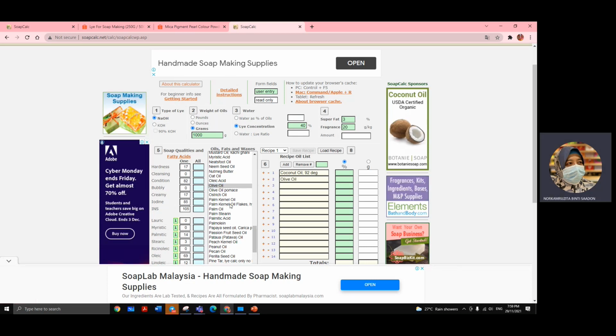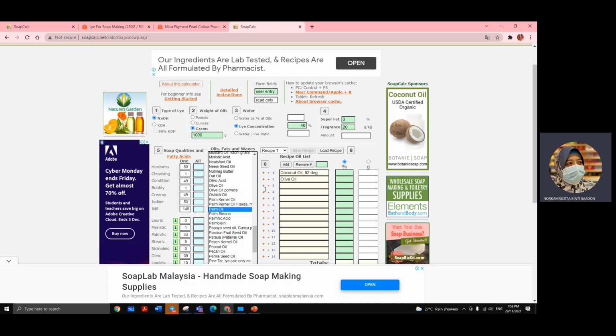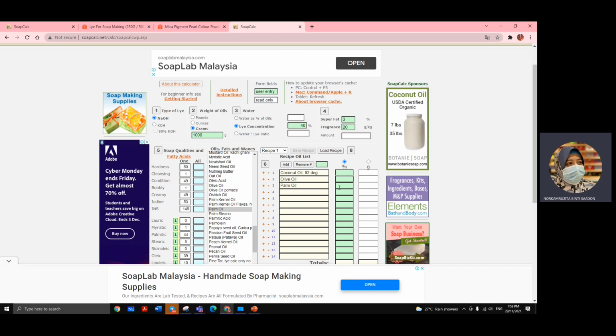And then palm oil. You can use palm oil or you can have palm kernel oil. You can choose that if you want to. All right. The next thing to do is to make sure that you have this particular percentage. Okay, coconut oil.